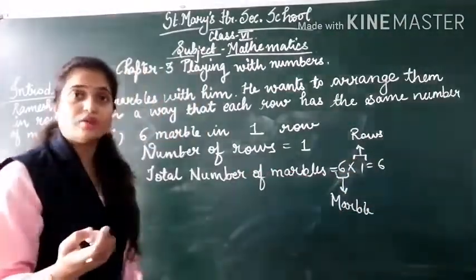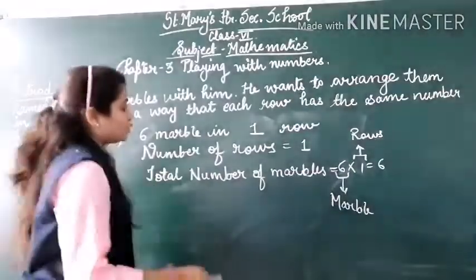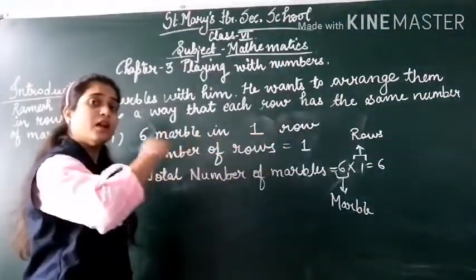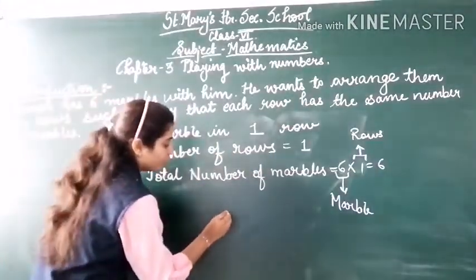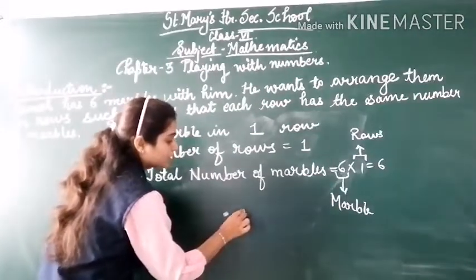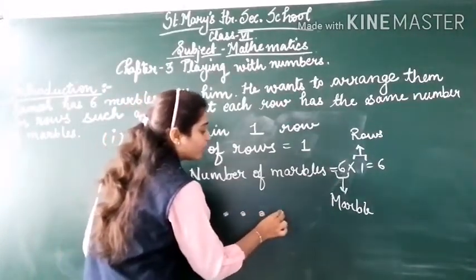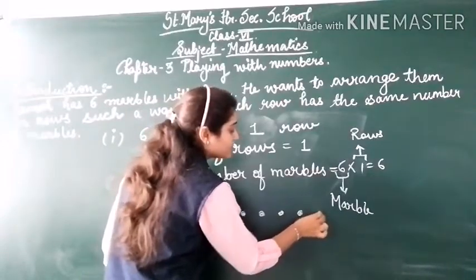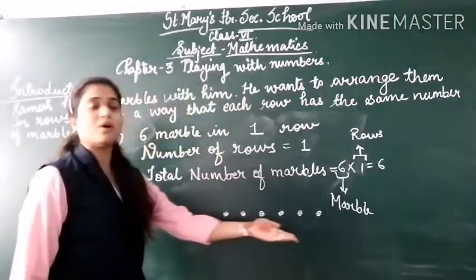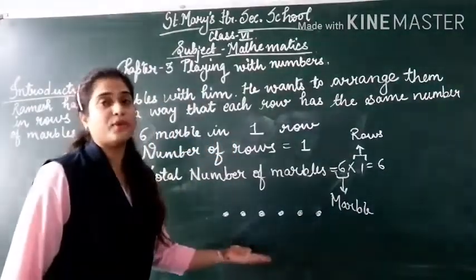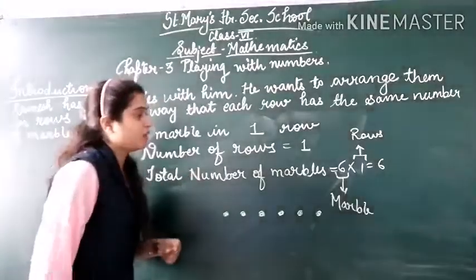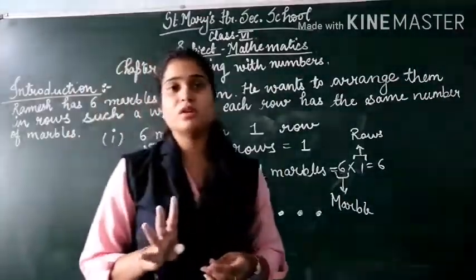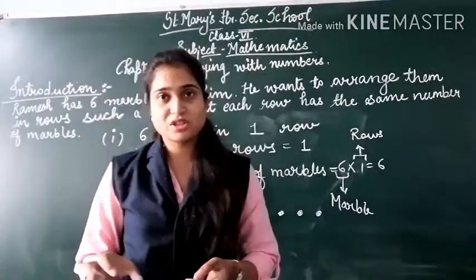Now let us see how he will arrange. Only one row is there. So we have to arrange the marbles in line. 1 marble, 2 marble, 3 marble, 4 marble, 5 marble, 6 marble. Total how many marbles are there? 6 marbles are there. How many rows are there? 1 row is there. So we have seen four types of method in which he can arrange the marbles.